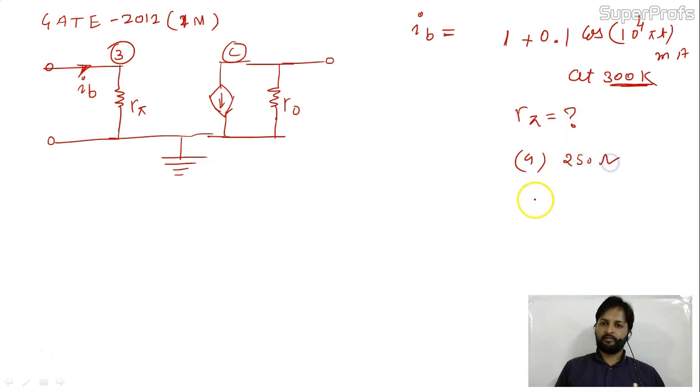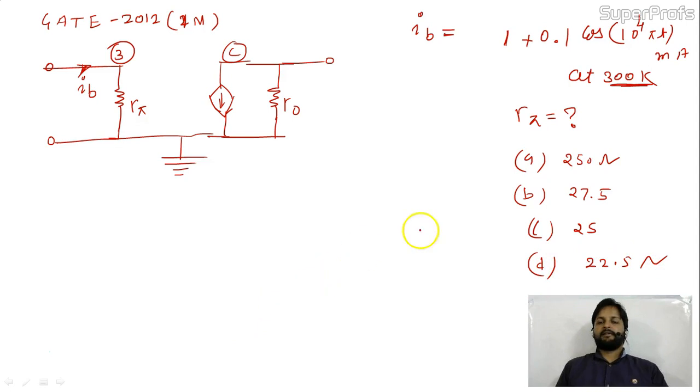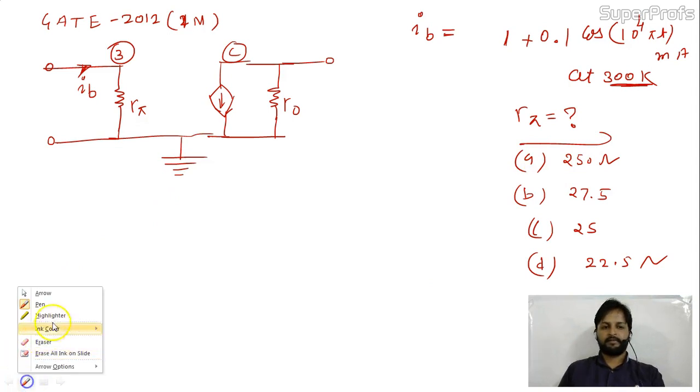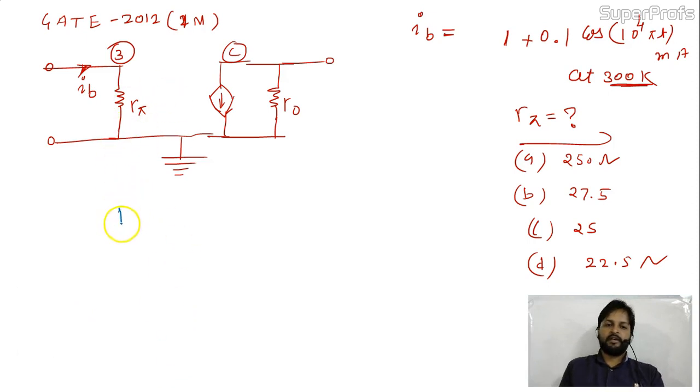and your options are: option A is 250 ohm, option B is 27.5, option C is 25 itself, and option D is 22.5 ohm. The R pi. So what is R pi? We have seen this is nothing but beta Re. You need to calculate Re, and Re is Vt divided by IC DC.